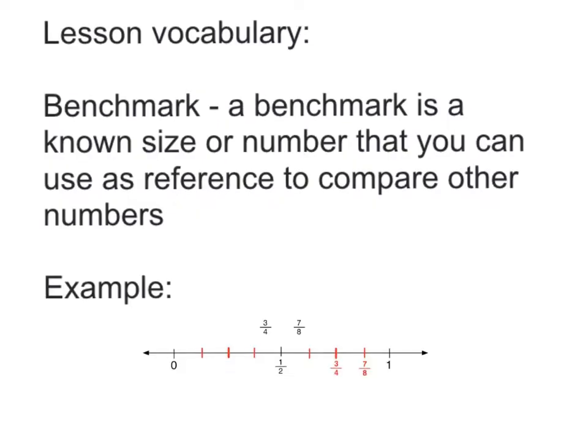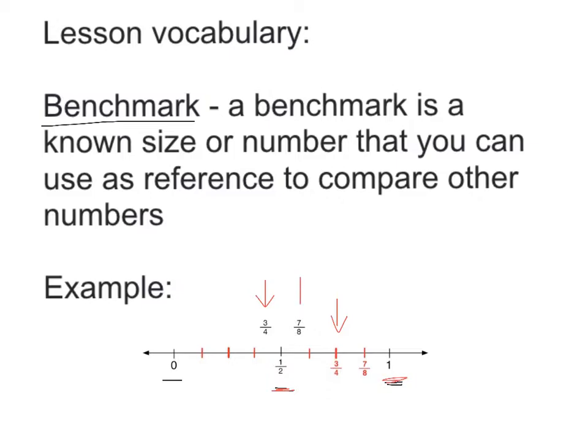This lesson has one vocabulary word. Our vocabulary word is benchmark. A benchmark is a known size or number that we can use to compare other numbers. For example, we could use a benchmark of 0, 1/2, or 1 to know about how big or how small a fraction is. For example, if we put 3/4 on a number line that we split into fourths, we can see that 3/4 is bigger than 1/2, but smaller than 1.